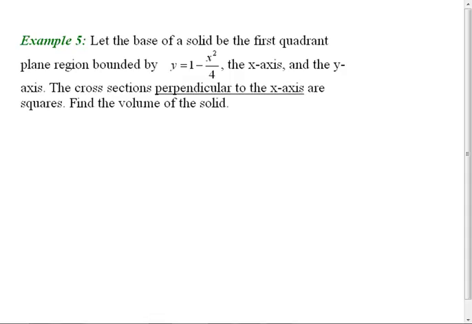Why do I get such a small number? Over 2 pi. You forgot the square.